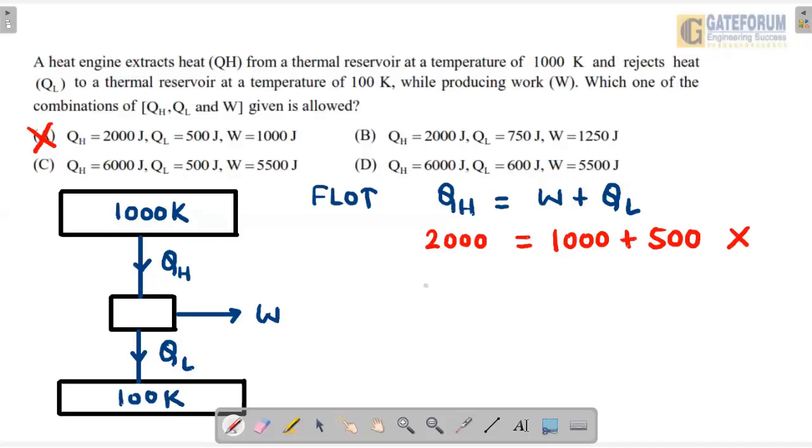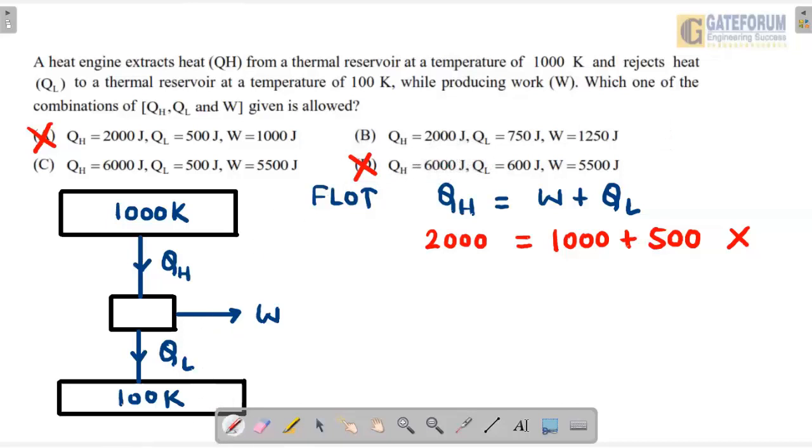Next option you check, QH is 2000 and 750, 1250 plus. So it may be correct, but this may be wrong. Right? So these two options are wrong. Now we have to apply the Clausius inequality also in this. By the first law of thermodynamics we have checked that whatever amount of energy goes in, the same amount of energy goes out. So there's a violation in option A and option D. Okay.